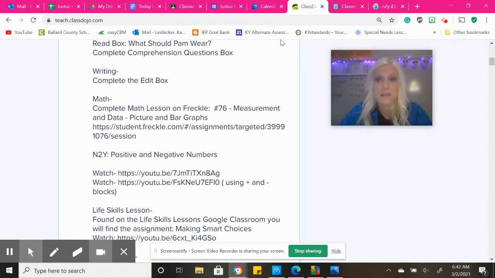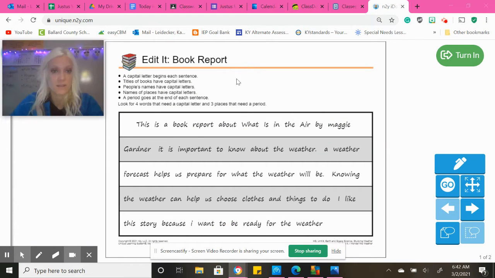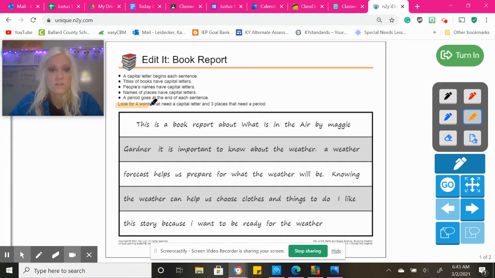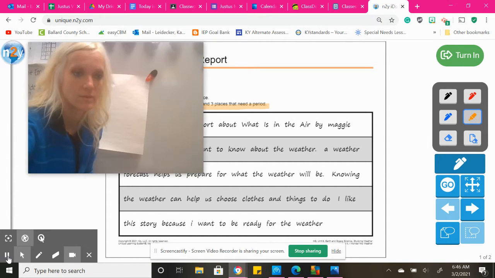And then we have our writing complete the edit box, so I'll complete this with you. A capital letter begins each sentence. Titles of books have capital letters. People's names have capital letters. Names of places have capital letters. A period goes at the end of each sentence. We're going to be looking for 4 words that need a capital letter and 3 places that need a period.